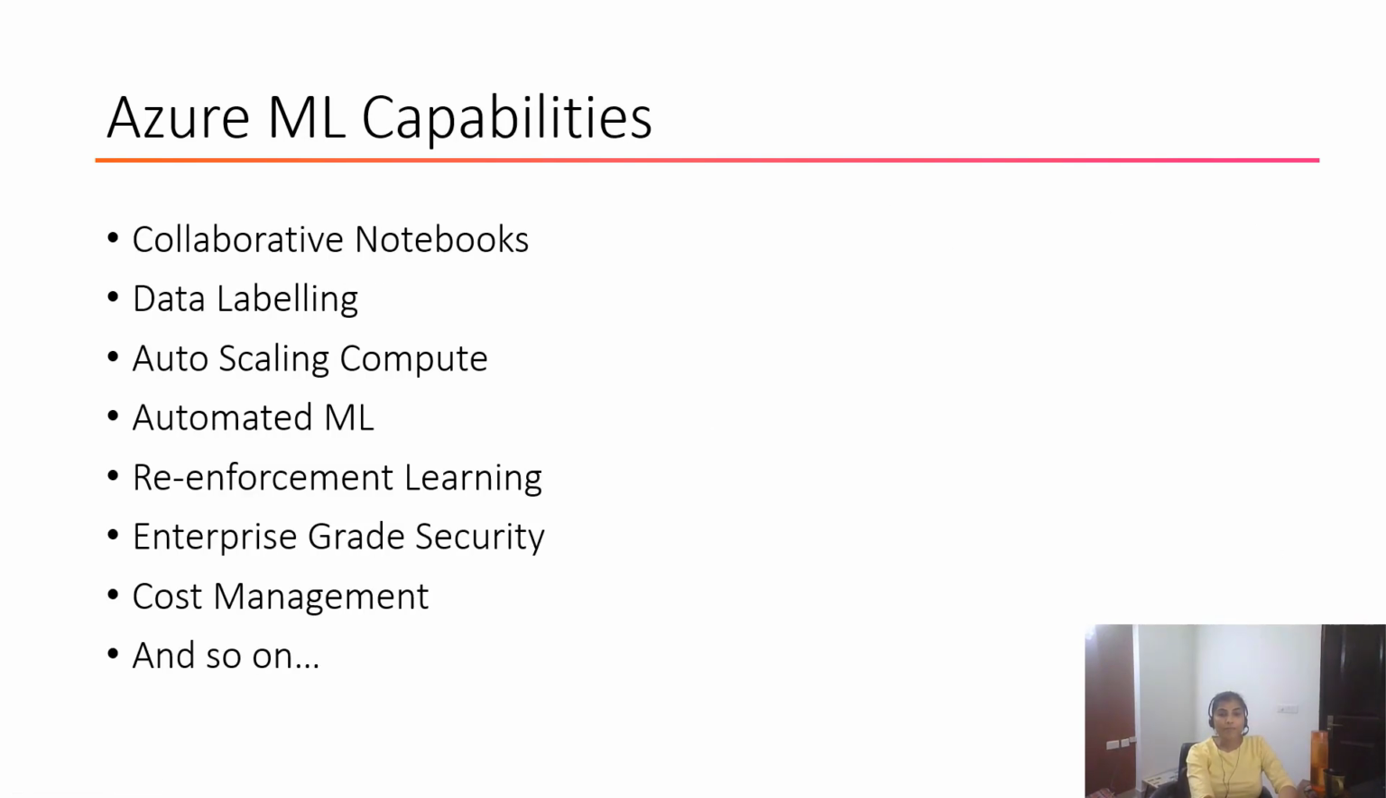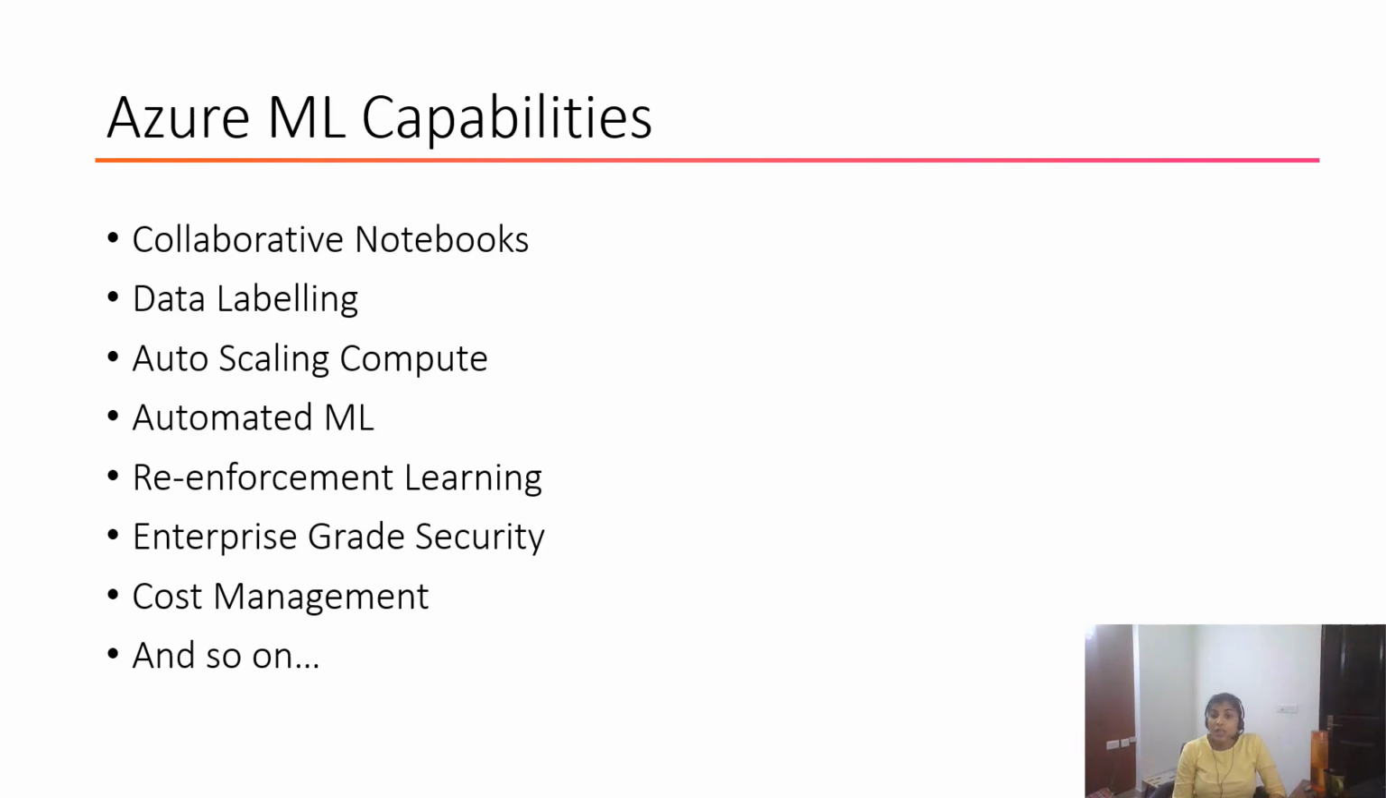So then what are the Azure ML capabilities? These are a couple of key service capabilities. You have collaborative notebooks, a one-click Jupyter experience. You have data labeling, where you can prepare the data quickly, manage and monitor the labeling projects, and automate iterative tasks with machine learning assisted labeling.